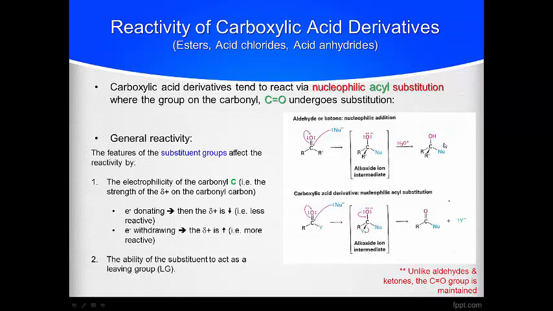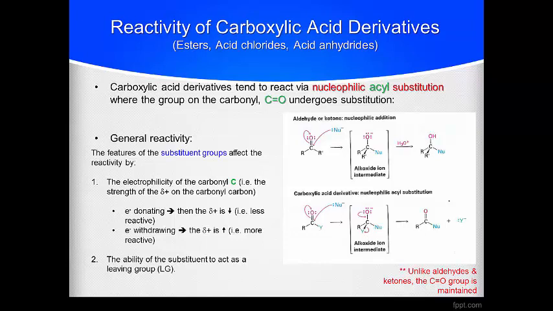So what we're going to talk about now is our last type of reaction, which is nucleophilic acyl substitution. So carboxylic acid derivative here. Okay, so we have our nucleophile attack our carbonyl carbon. Again, we have our alkoxide ion intermediate, but this time the lone pair of electrons kicks back in to make our carbonyl again, and we have a leaving group. So this Y group leaves.